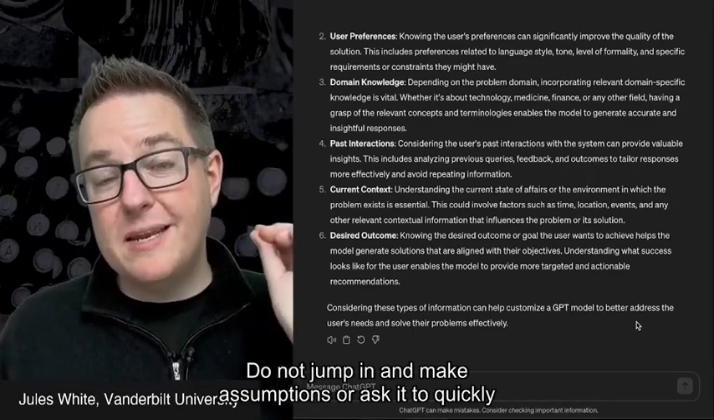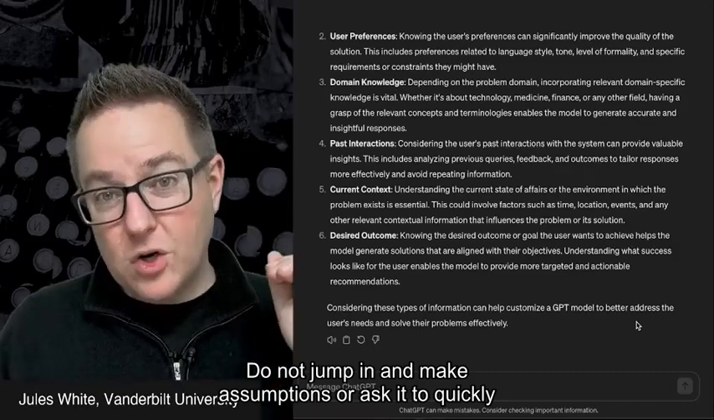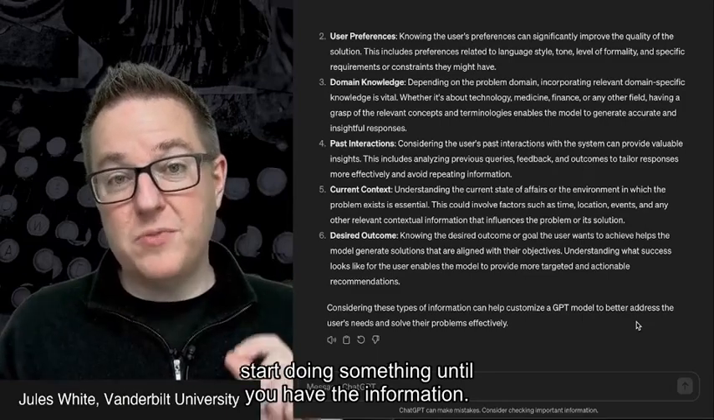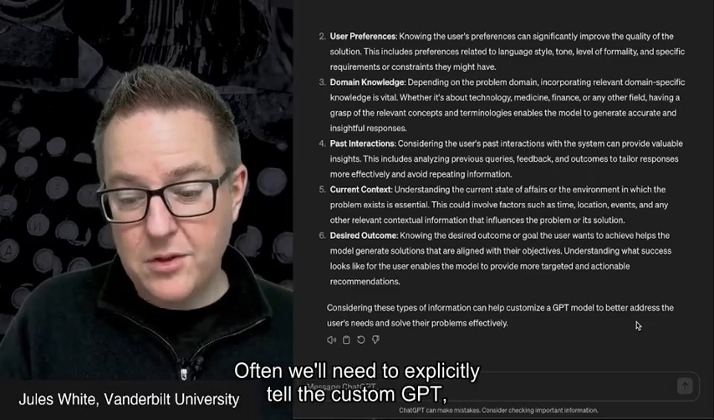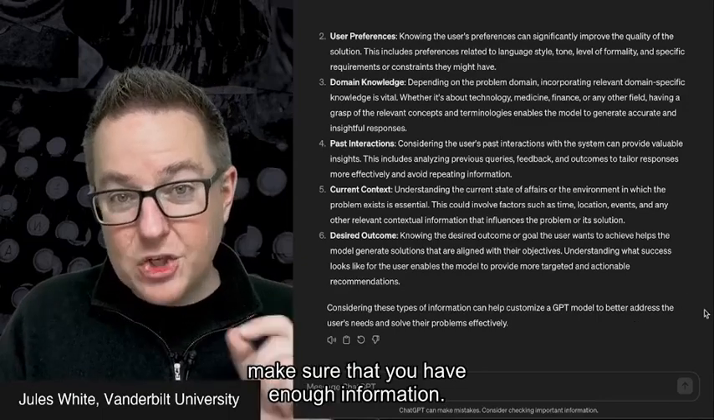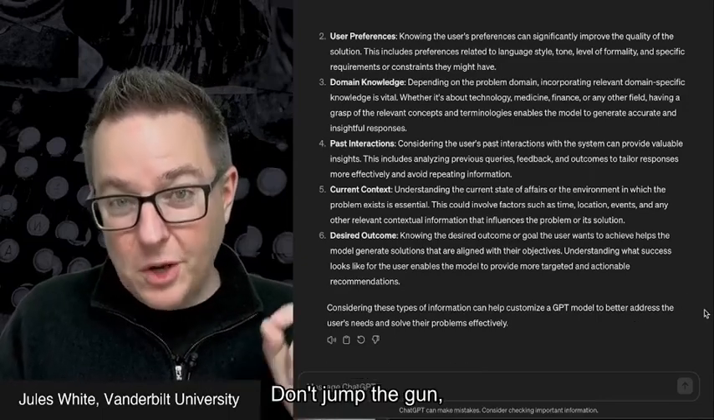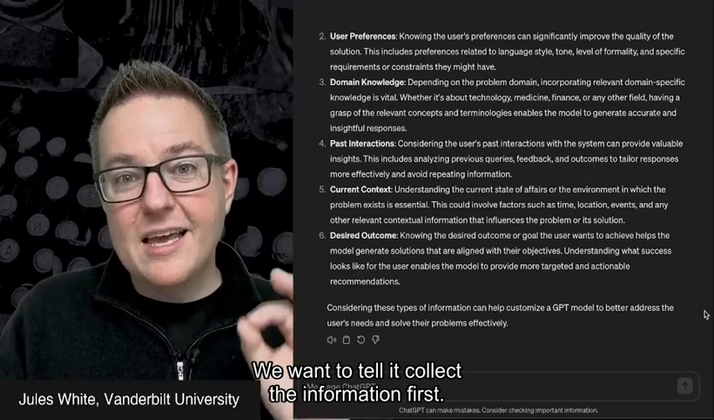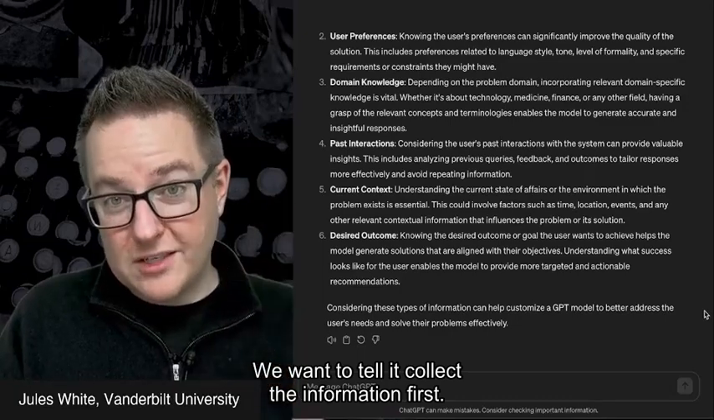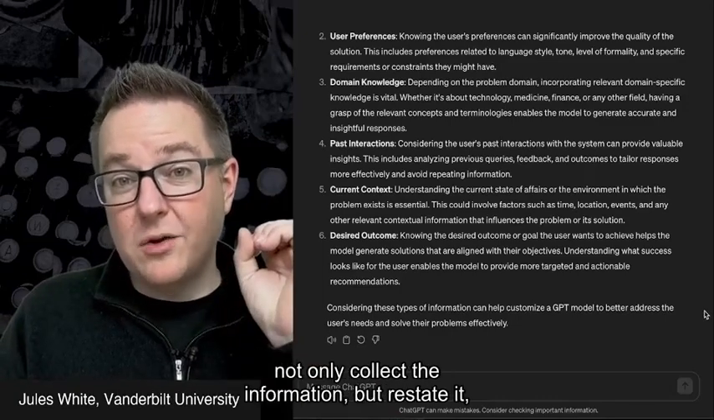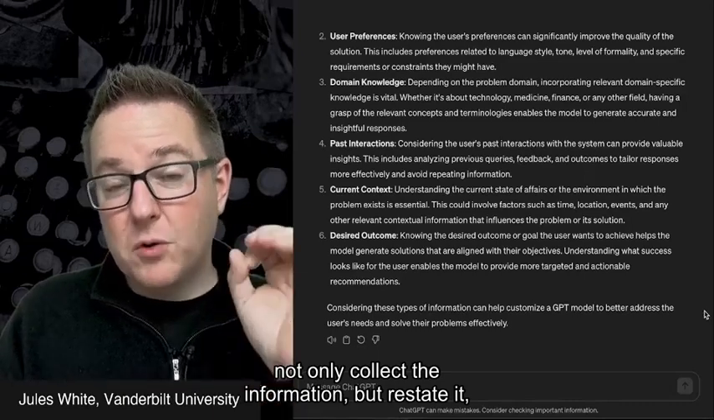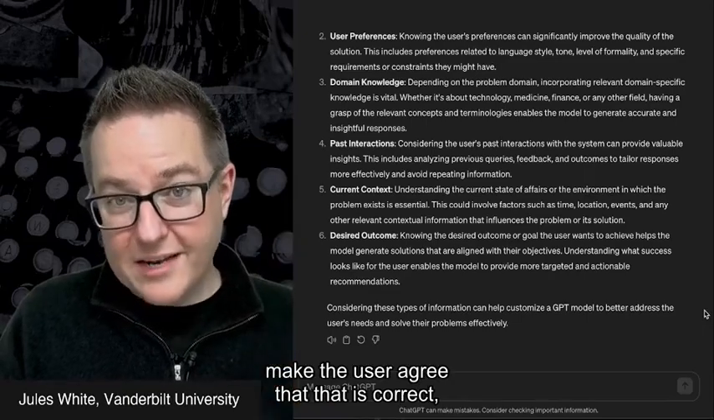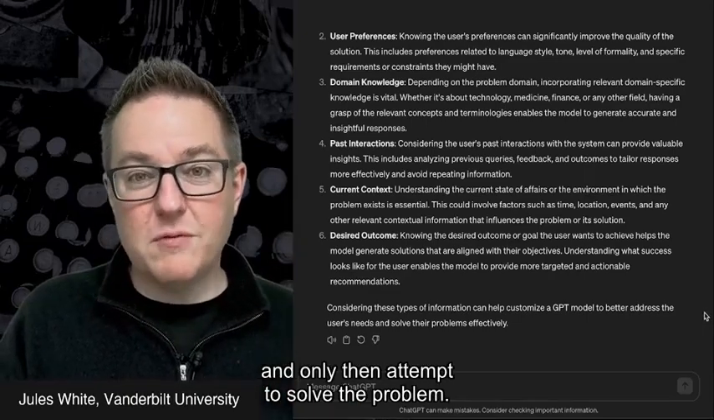Do not jump in and make assumptions or ask it to quickly start doing something until you have the information. And often we'll need to explicitly tell the custom GPT, make sure that you have enough information. Don't jump the gun. Don't assume anything. Don't do any of these things. We want to tell it, collect the information first. And sometimes what we need to do is say, not only collect the information, but restate it, make it very explicit, make the user agree that that is correct, and only then attempt to solve the problem.